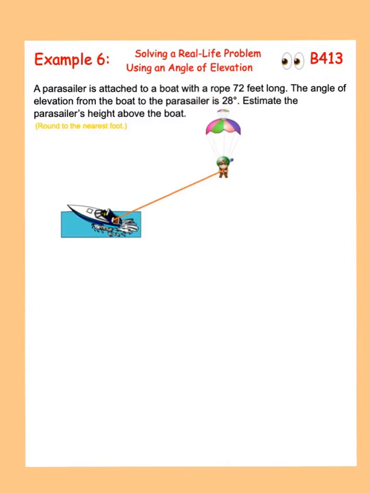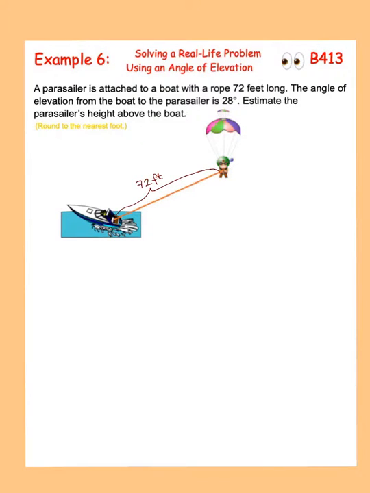Here is another application problem. A parasailer is attached to a boat with a rope of 72 feet long. The angle of elevation from the boat to the parasailer is 28 degrees. Estimate the parasailer's height above the boat. Round to the nearest foot. So let's go ahead and mark the information given to us into a diagram. So we know that the length of the rope is 72 feet.